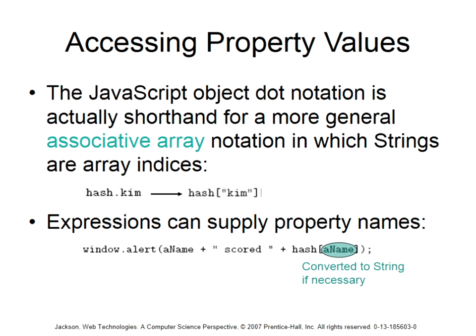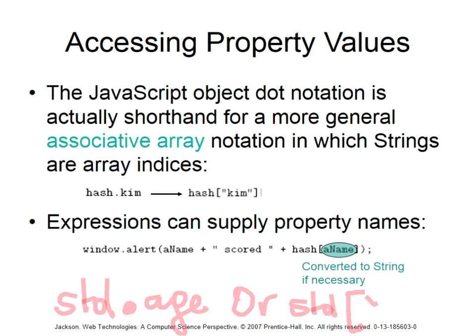So for my example of student, if I want to get the age of my student, I can write student.age, or I can also write student['age'] like this. Is it clear?